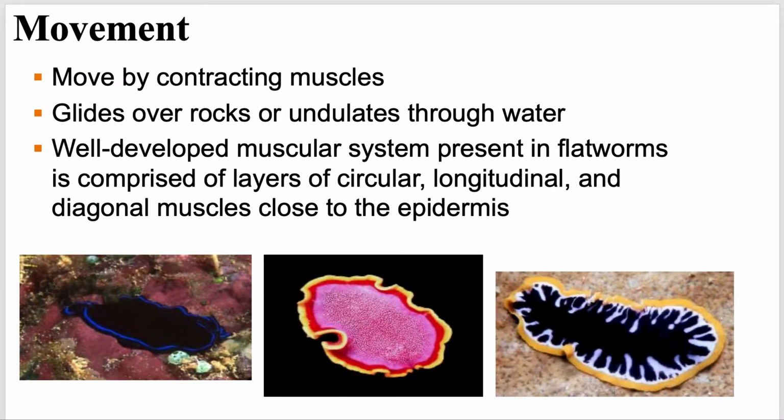For movement, they're going to move by contracting their muscles, and they'll glide over rocks or undulate through the water. So they just kind of have this wavy pattern in the videos you'll watch. You'll see they kind of just glide through the water. They do have a well-developed muscular system, and it's comprised of layers of circular, longitudinal, and diagonal muscles that are close to the epidermis. So their muscle system is much more evolved than that of nematodes, right?